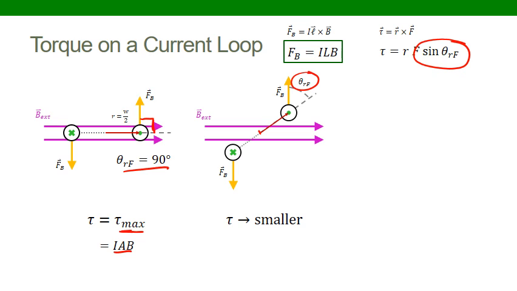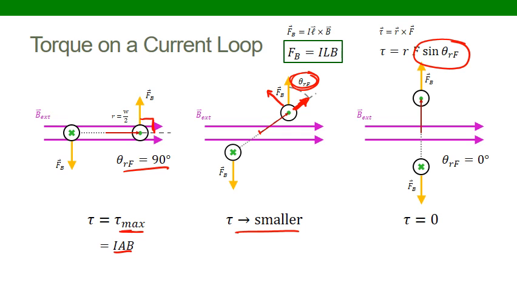Now instead, our argument is less than 90 degrees, and that comes about because part of our force is no longer pointing perpendicular to this distance from our axis vector. Part of our force is still twisting the wire, twisting the loop around, but another part of our force is simply trying to pull the wires apart. And so only a portion of our force is contributing to the torque, and therefore our torque will be smaller.